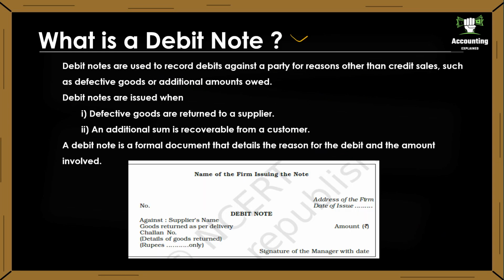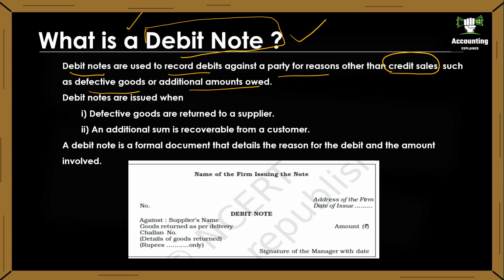Let's see in detail what is a debit note. Debit notes are issued to record debits against a party for reasons other than credit sales, such as defective goods. So, if you are going to return defective goods, in that case, we are going to raise a debit note, or additional amounts owed. Or if you are going to recover an additional amount from the customer, in that case also, a debit note will be issued, but not for credit sales. That is not done. We cannot raise a debit note for credit sales.